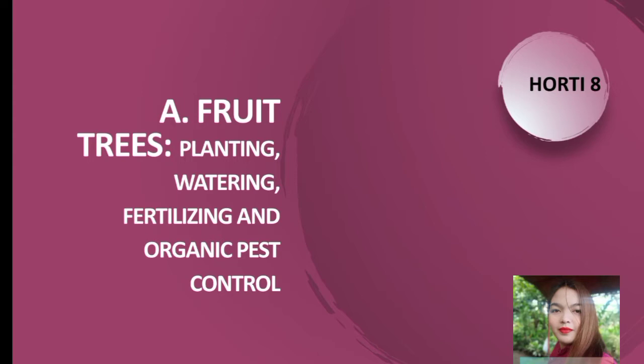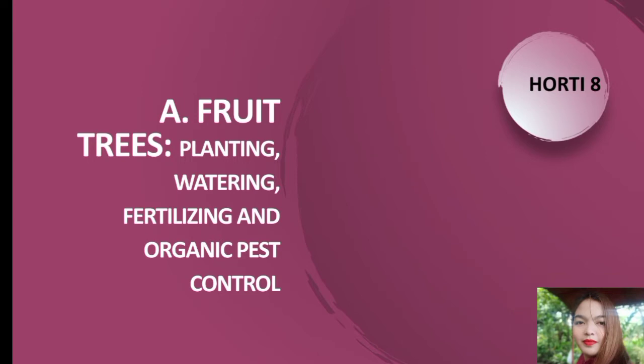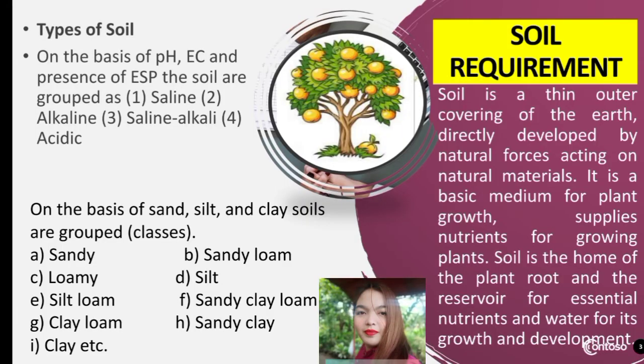We are going to tackle Unit 3, the soil and climate adaptation. So the first topic is fruit trees: planting, watering, fertilizing, and organic pest control are included. First, what are the soil requirements for the fruit trees?